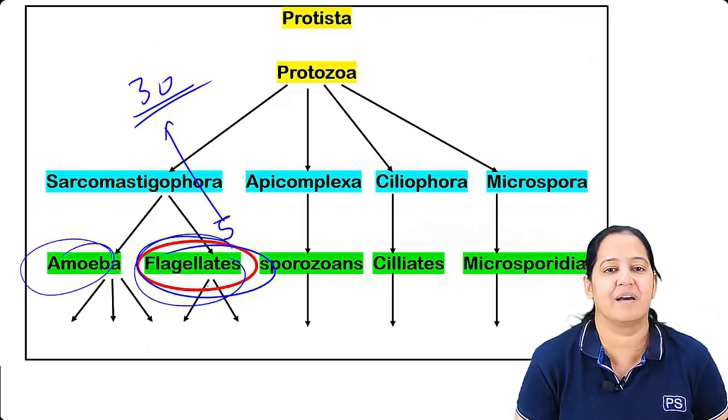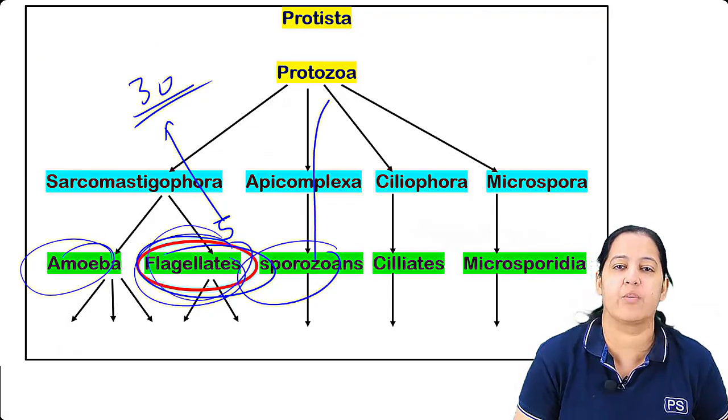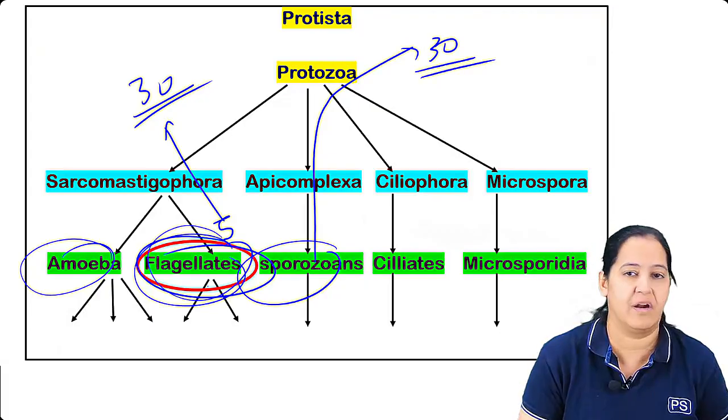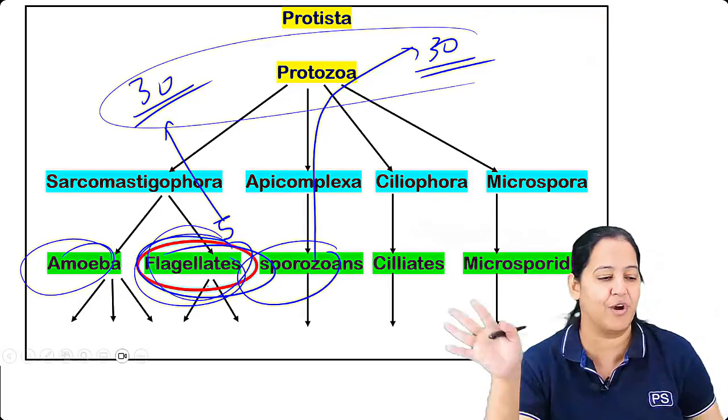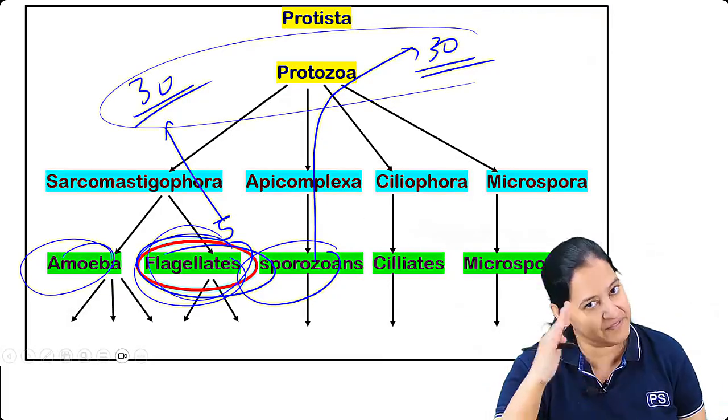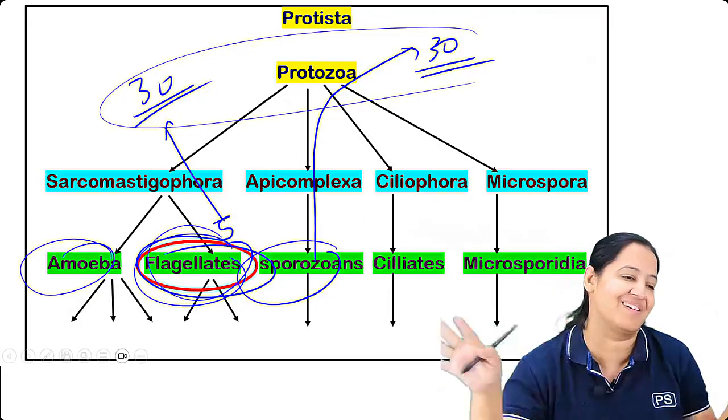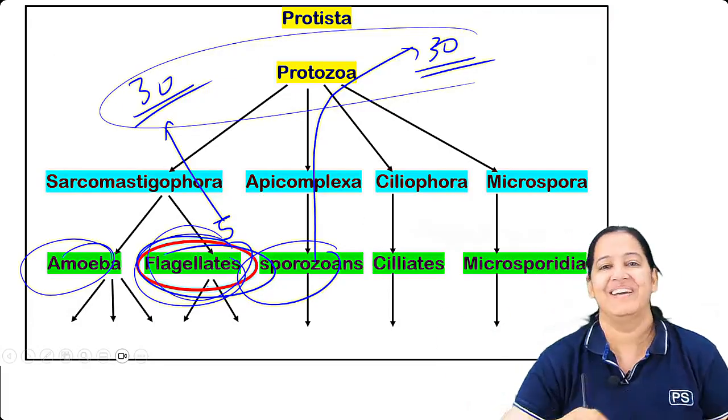So amoebas are done. Flagellates, and here also we require 30 minutes. Plasmodium is very big, 30 minutes. So in the next 1 hour we are going to complete protozoa. And then we will take a coffee break, and then we will start the metazoa, the last session. Chalo ji, let's take a break.